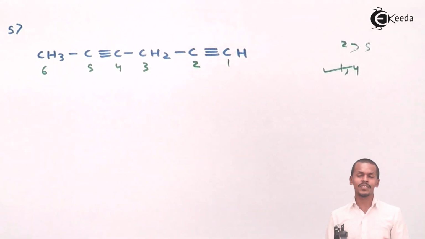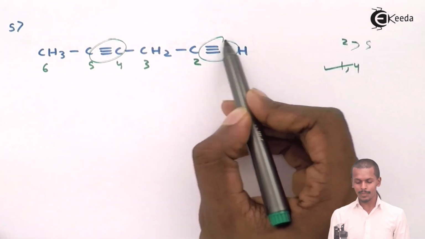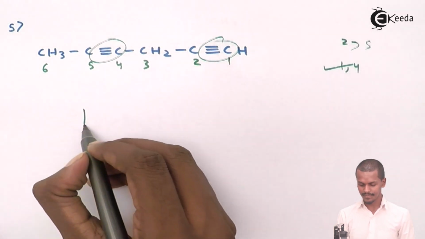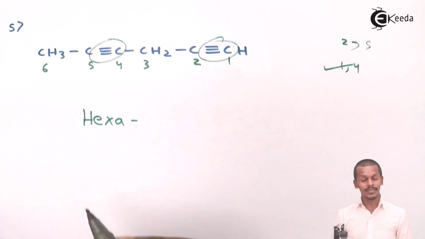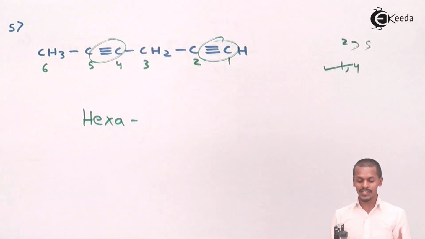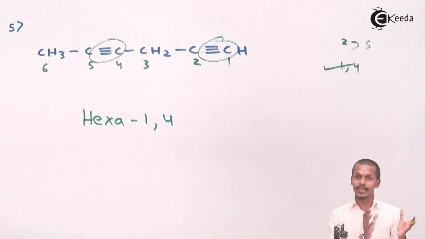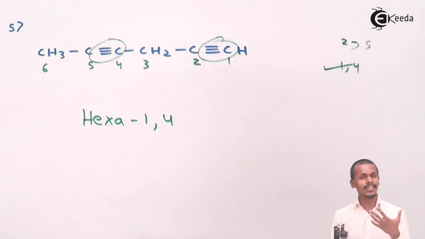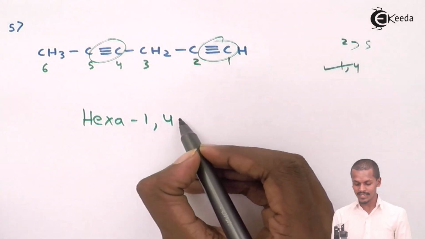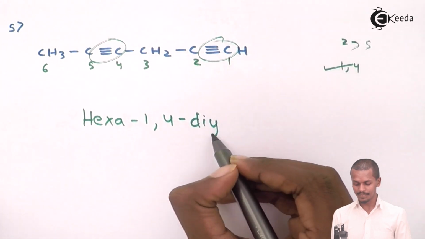In this case it consists of 6 carbon atoms, making this called hexane in terms of an alkane. But this is not hexane, this is hexadiyne. The carbon-carbon triple bond is observed at carbon number 1 and carbon number 4. So there are 2 carbon-carbon triple bonds, making this called hexa, and the positions of the triple bonds are 1, 4, and there are 2 carbon-carbon triple bonds. So that's the reason the name of this would be hexa-1,4-diyne.